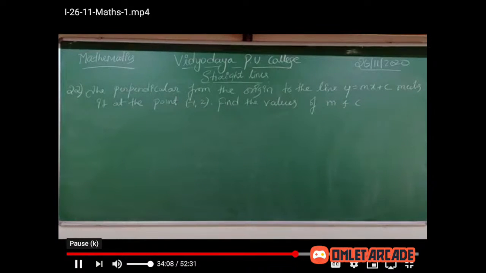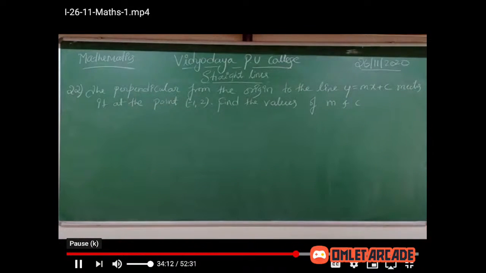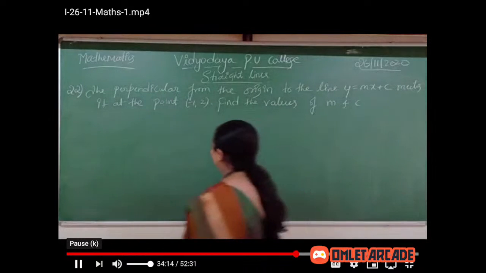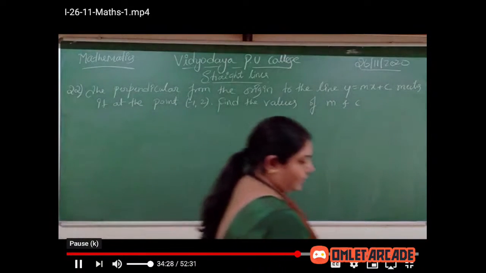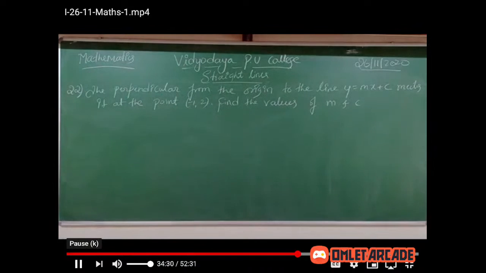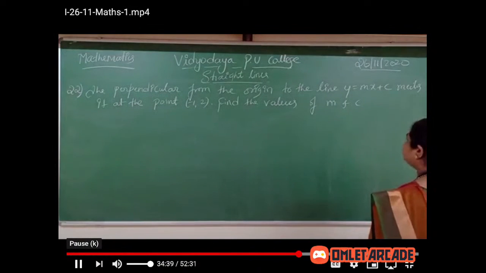Next question. The perpendicular from the origin to the line y is equal to mx plus c meets it at the point minus 1, 2. Find the values of m and c. See, the perpendicular from the origin to the line y is equal to mx plus c meets it at the point minus 1, 2. Find the values of m and c. We take the rough picture first. Perpendicular from the origin to the line.